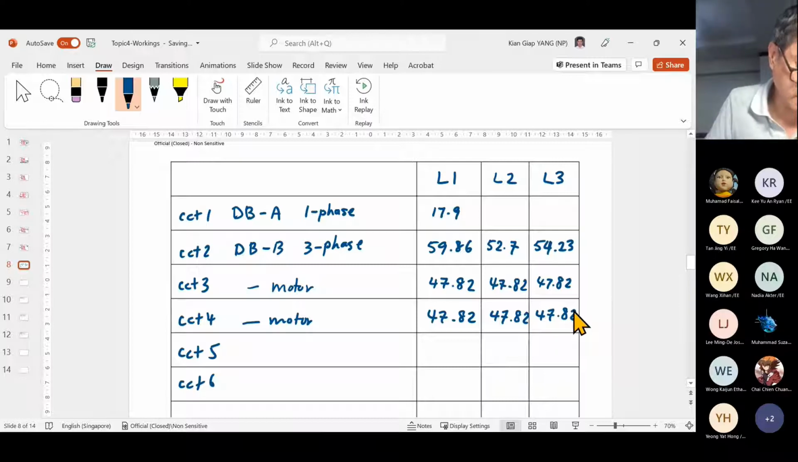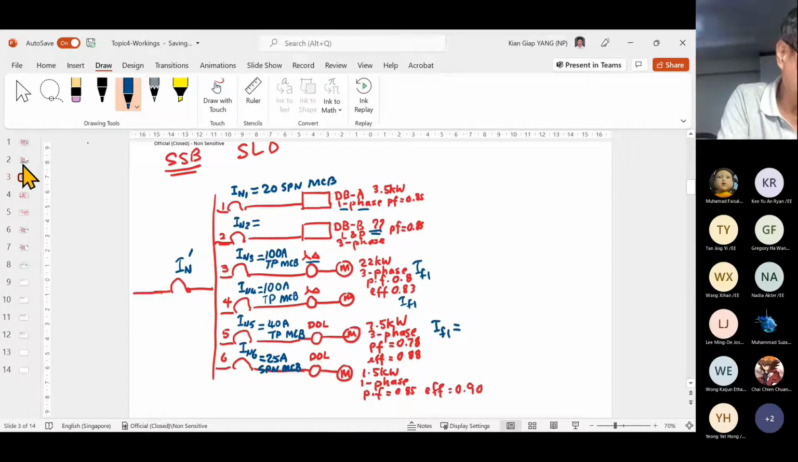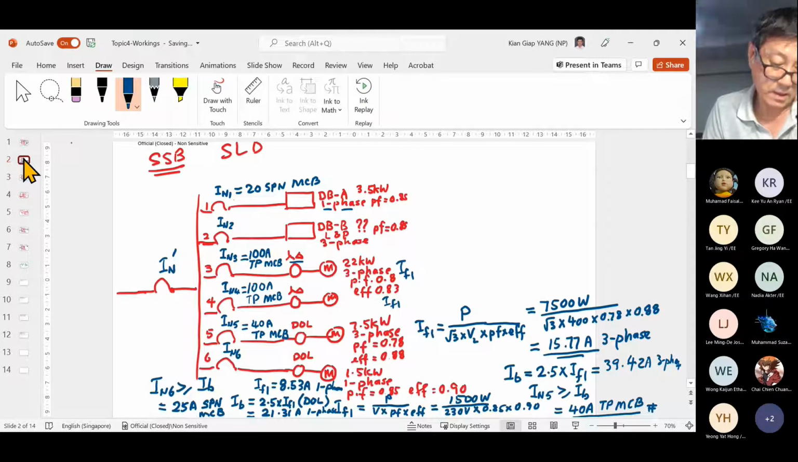And finally, my circuit number 5. Where was the circuit number 5 calculation done? Circuit number 5 is 3-phase also. 3-phase is 15.77.